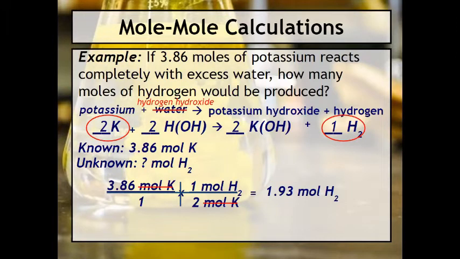Now, if you think about that a little bit deeper, you'll see, oh, hey, potassium's got a 2 in front of it, hydrogen's got a 1 in front of it, so hydrogen should always be half of potassium. If potassium was 4, hydrogen would be 2, half of it. If potassium is 6, hydrogen would be 3, half of it. If potassium is 3.86, hydrogen is 1.93 because that is half of the potassium. So that mole ratio is always constant here.